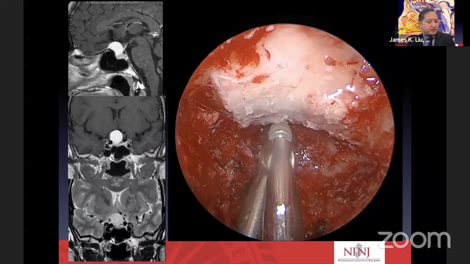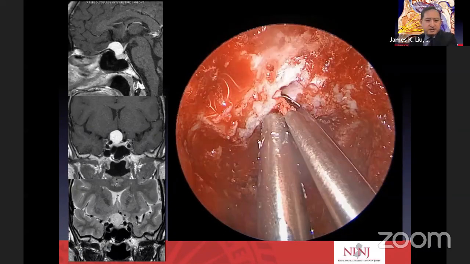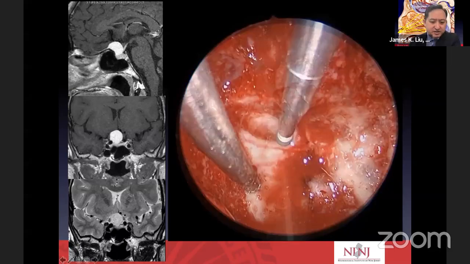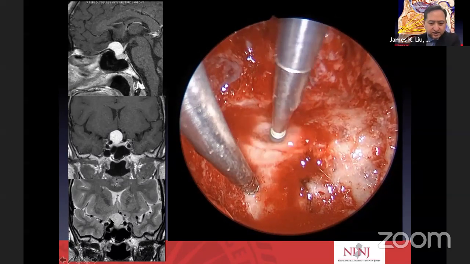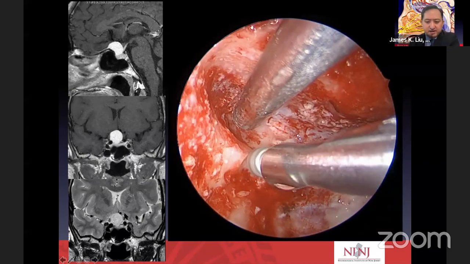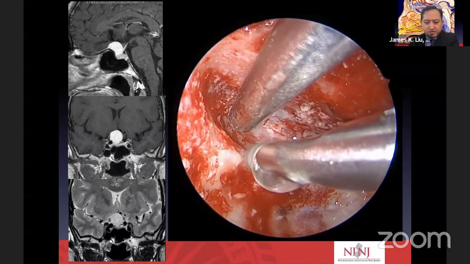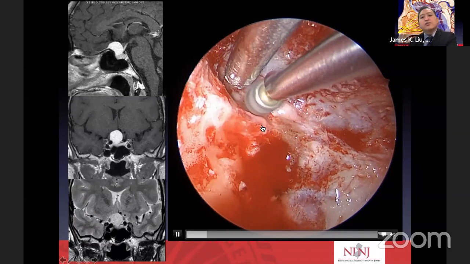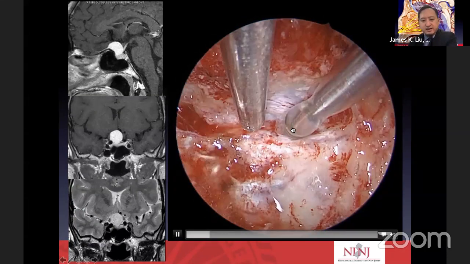So let's talk a little bit about meningiomas. This is a tuberculum sellae meningioma, small to medium size. You can see it's situated between two optic nerves. And in this case, I think this is very favorable to do an endonasal approach, these small to medium tumors with optic compression. The advantage here is that you can decompress both optic nerve canals endonasally.